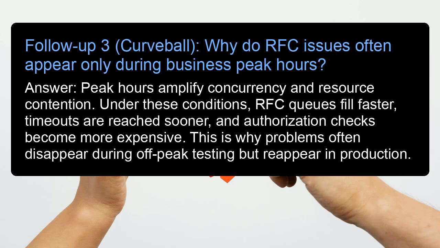Answer: peak hours amplify concurrency and resource contention. Under these conditions, RFC queues fill faster, timeouts are reached sooner, and authorization checks become more expensive. This is why problems often disappear during off-peak testing but reappear in production.